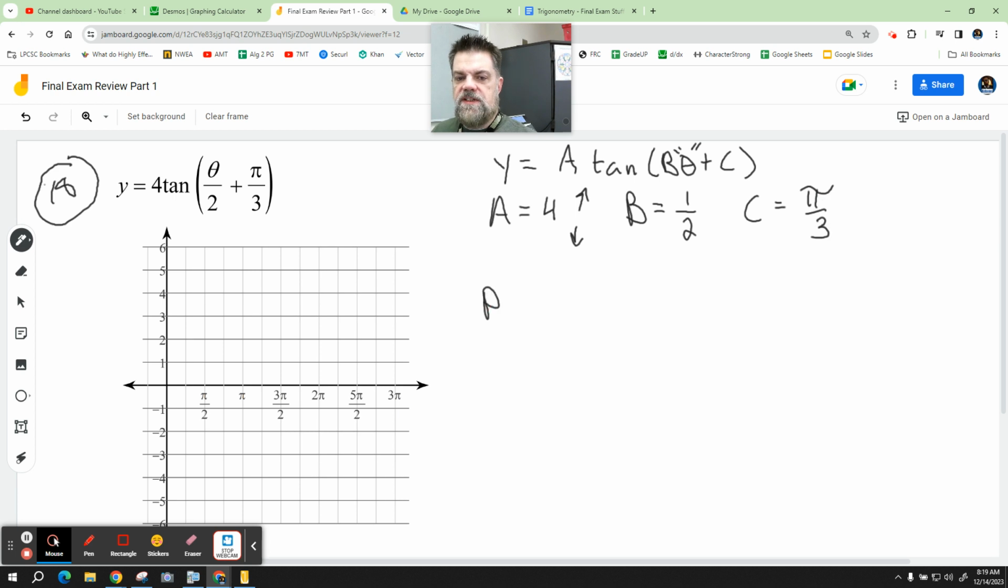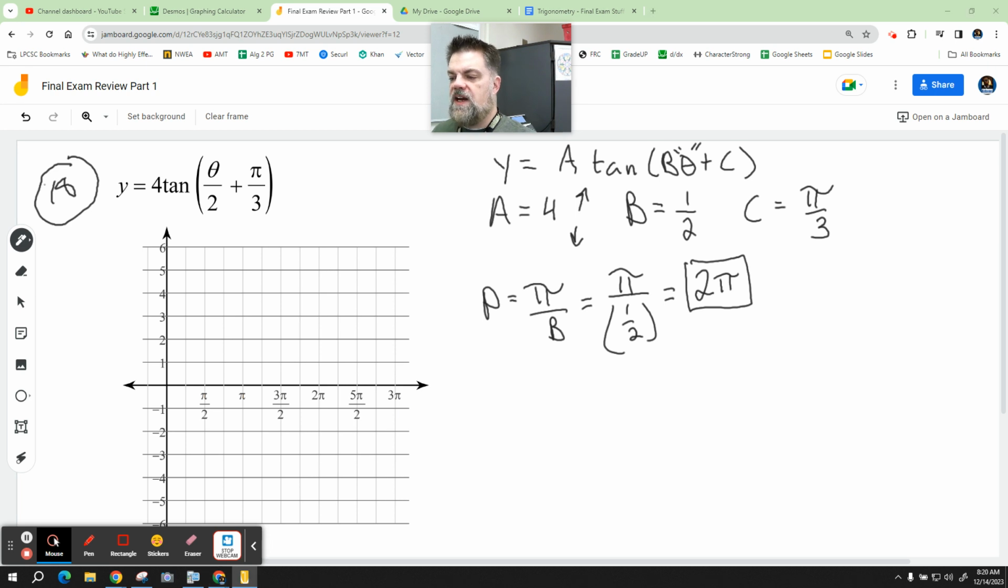The period for tangent is pi over b, and so this would be pi divided by 1/2, which is the same as 2 times pi, right? 2 over 1 times pi is just 2 pi. Okay, so I'm going to find something on this graph, graph it, and then I just move over 2 pi to find the next thing.